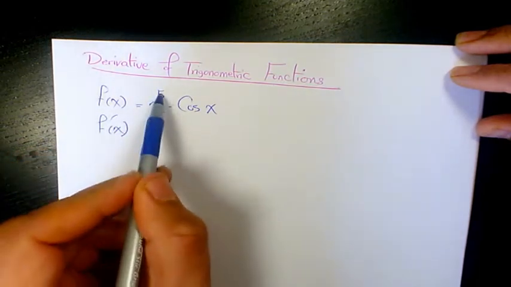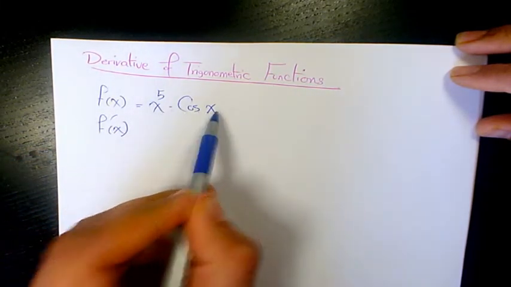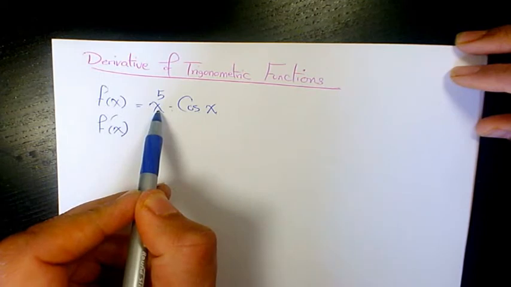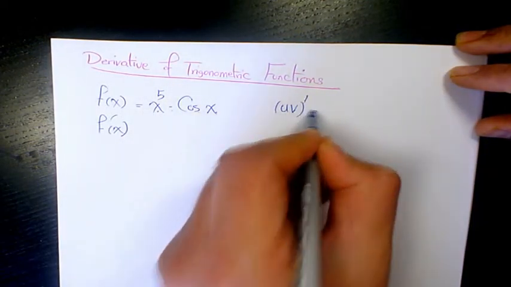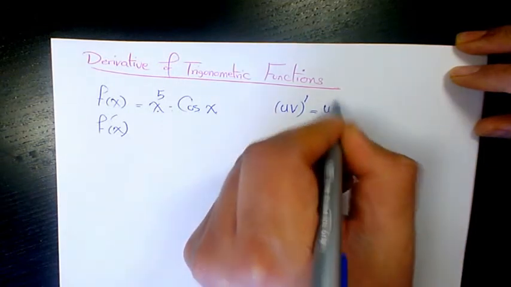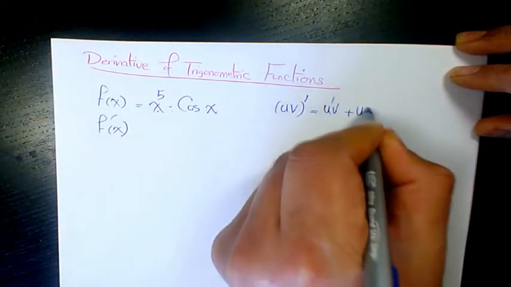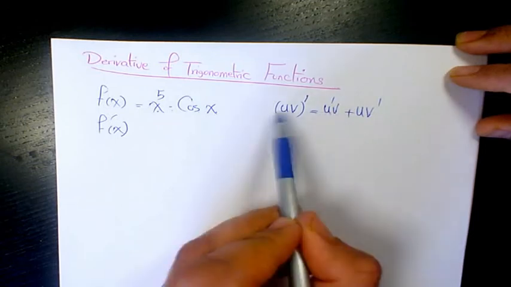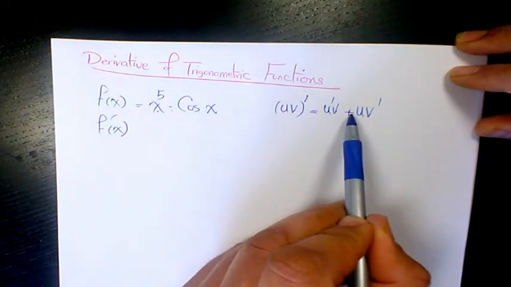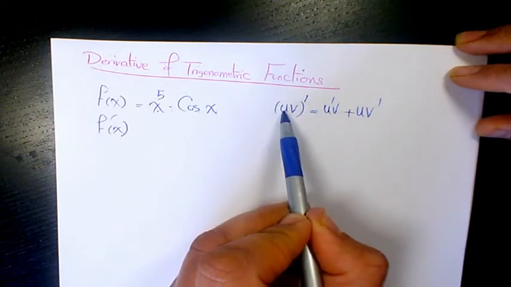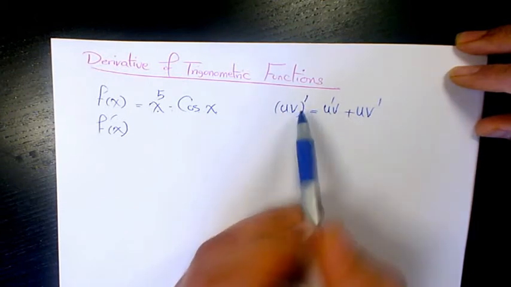Here we have x to the power 5 times cosine x. It means that we need to use the product rule. Product rule is saying that the derivative of u times v is going to be u prime v plus u v prime. It means that the derivative of the first one times the original function for the second, plus the original function, the first one, times the derivative of the second.